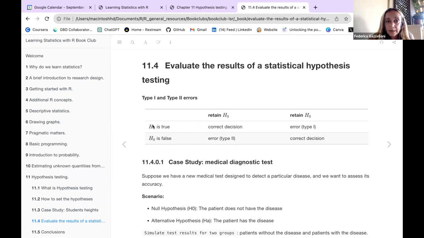So H0 is true, and this is our result of the testing. In fact, H0 is true, we accept the null hypothesis, so we make a correct decision, we don't make an error. While if our null hypothesis is false, we commit a type 1 error.